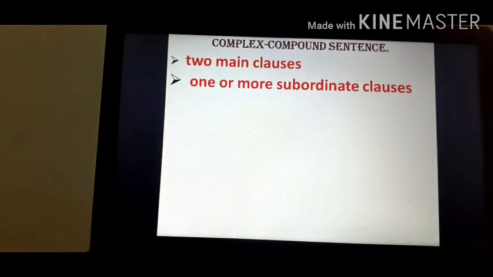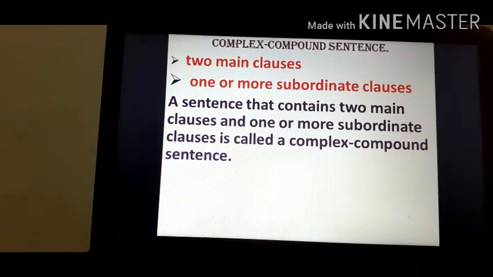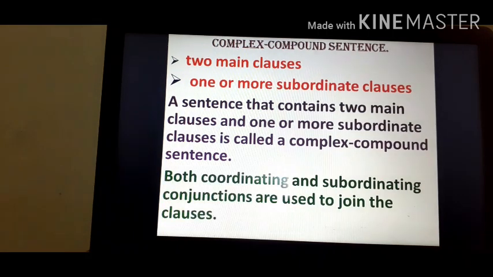Complex compound sentences. This is the characteristic: it has two main clauses and one or more subordinate clauses. This is the definition. A sentence that contains two main clauses and one or more subordinate clauses is called a complex compound sentence. Both coordinating and subordinating conjunctions are used to join the clauses.